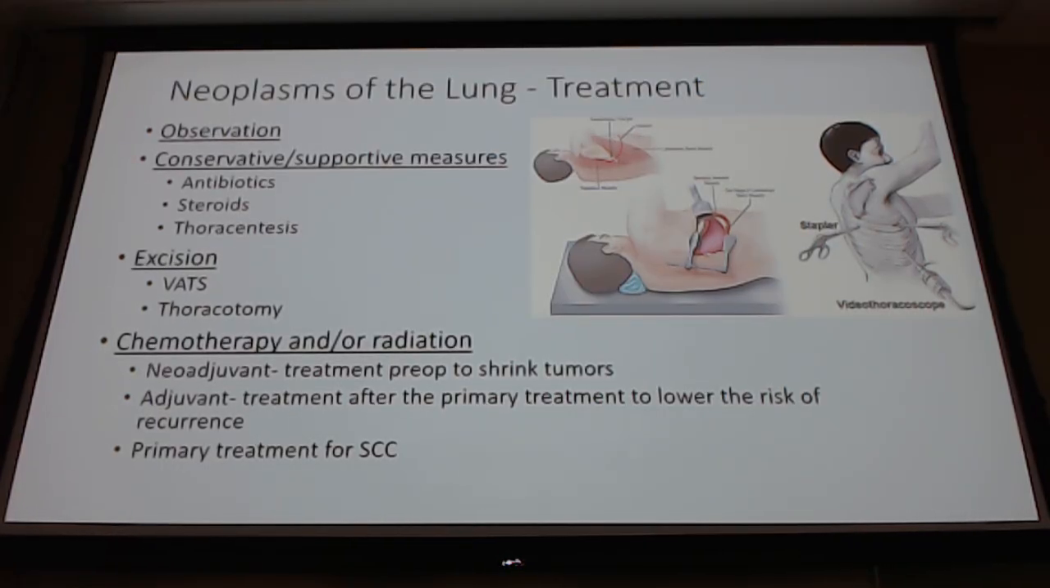There are some times in which, if we do neoadjuvant, meaning pre-surgery, we're trying to do chemotherapy or radiation to shrink that tumor, try to get it to where it is resectable. Adjuvant is just, we do the surgery and then we do chemotherapy afterwards. If it's a small cell carcinoma, chemo and radiation is the primary treatment.